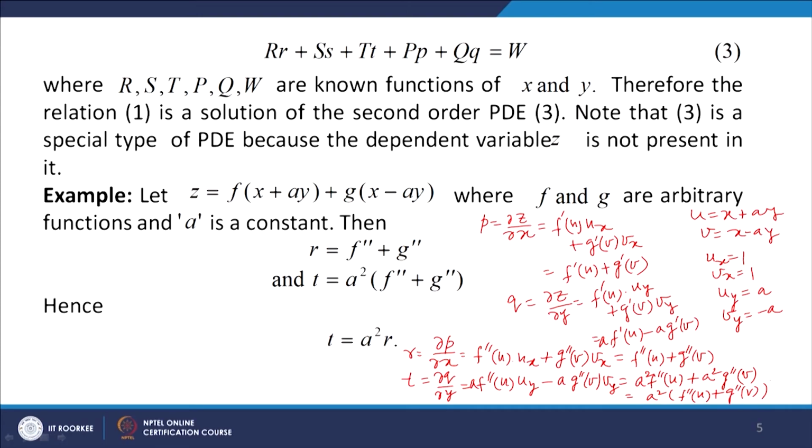Now from this equation and this equation, okay, we can eliminate the arbitrary functions f double dash and g double dash. R is equal to f double dash plus g double dash, t is equal to a square into f double dash plus g double dash. So we can say that t is equal to a square into r, and we get a second order partial differential equation from the given equation z equal to f of x plus ay plus g of x minus ay.